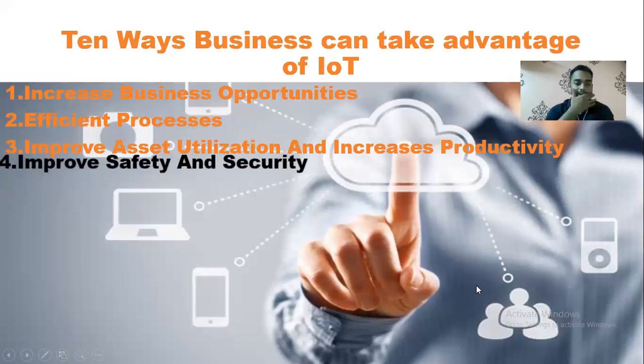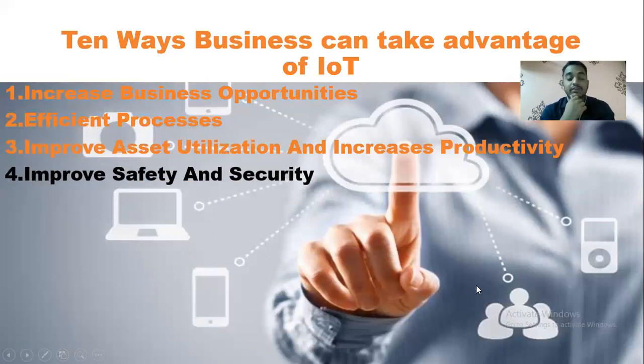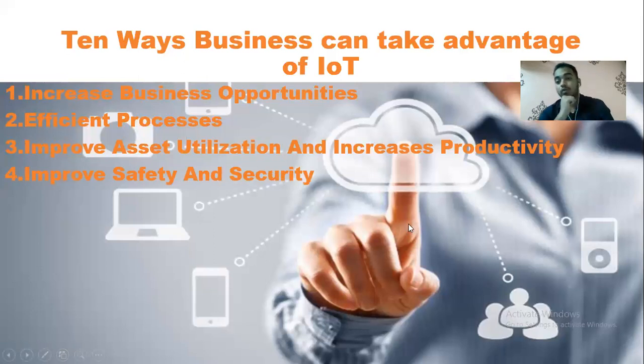The fourth point is improve safety and security. If you're doing business, if you're a businessman, having a safe environment and great security is a very important aspect for any businessman. If you're using IoT technology in your business, it will automatically improve the safety and security of your business. You may ask how it will improve.